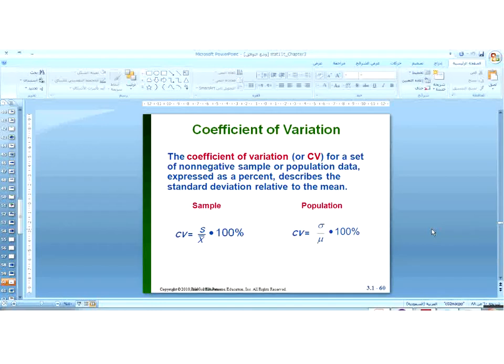Now we will introduce another measure of variation, the coefficient of variation, or CV. It's for a set of non-negative sample or population data. It's expressed as a percent and describes the standard deviation relative to the mean. So in the sample case, CV equals S over X bar. What is S and what is X bar?